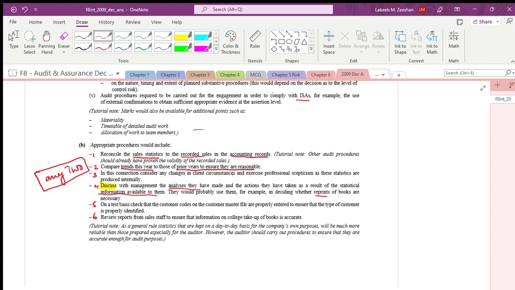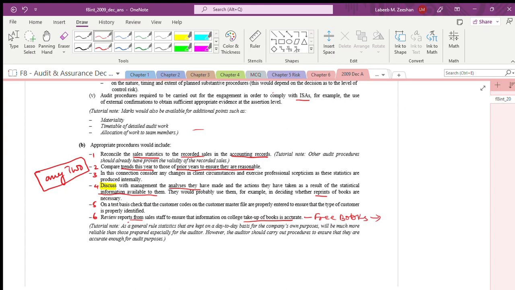Now, we have sales returns. Review reports from the sales staff to ensure that information on college take-up of books is accurate. What are we talking about? They are free books. When they have free books, there is a chance that people will take free books and sell them on at a price. Everything is possible in this world. So you have to review to ensure that the information on colleges is correct: are we supplying the books free of cost?